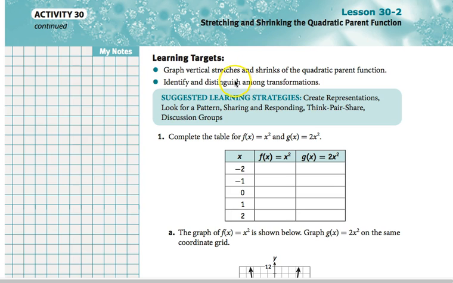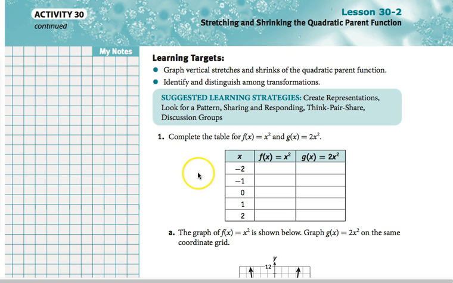All right, so today we are going to continue our discussion about transformations of the quadratic parent function. In our last lesson, we talked about our shifts. We had some parabolas that were vertically shifted as well as some that were horizontally shifted. Today, if you look at our learning targets, we're going to graph vertical stretches and shrinks, and we're just going to be able to distinguish among those transformations.